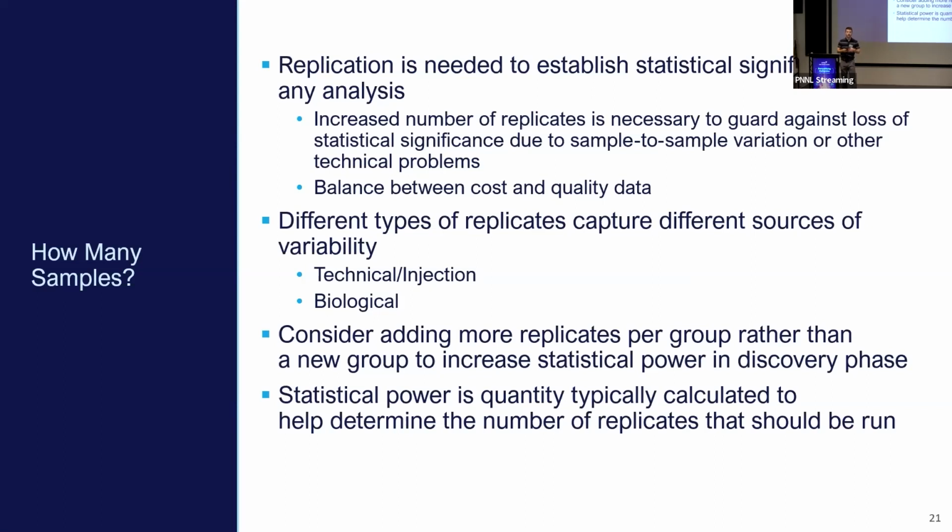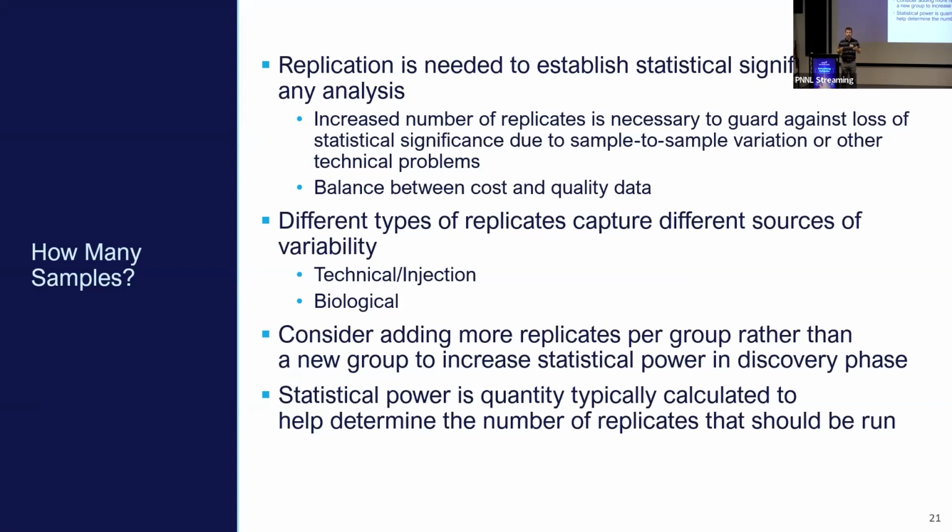So now that we have the questions that we're asking, we know how we want to set up the experiment. The next question is, how many samples do we actually need? The reason that this is important is because replication is essential for statistical significance in an analysis. If we increase the number of replicates, it's to guard against the loss of statistical significance due to sample variation and any other technical problems that might arise.